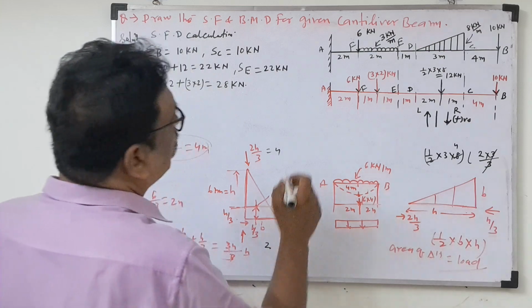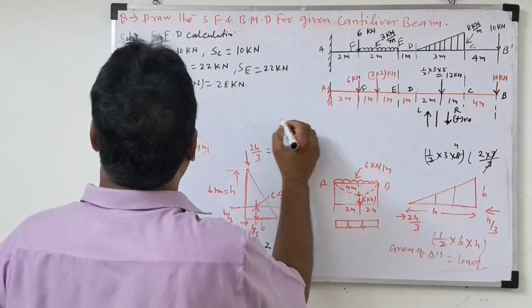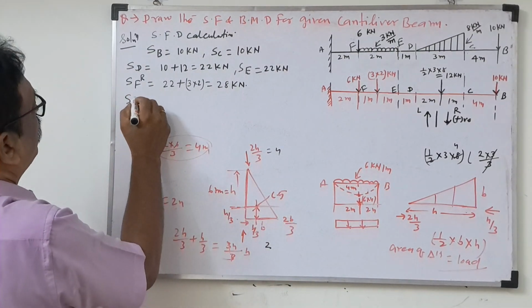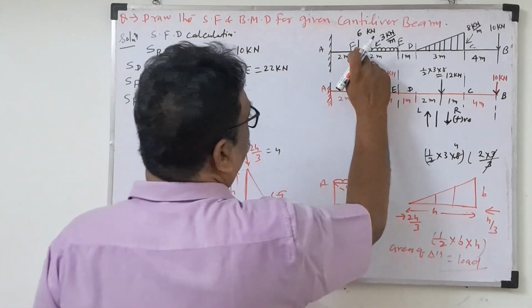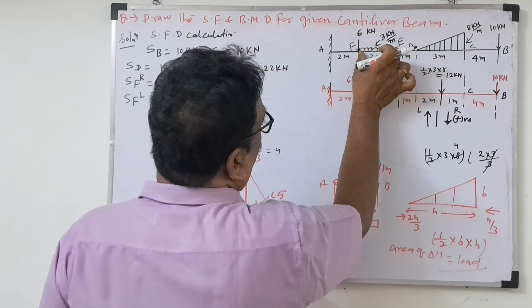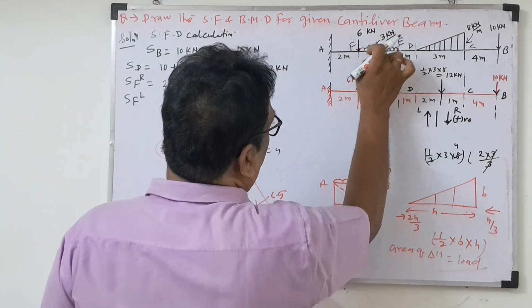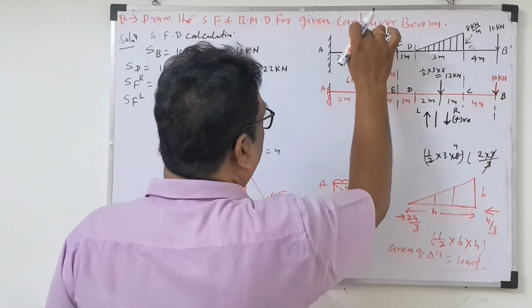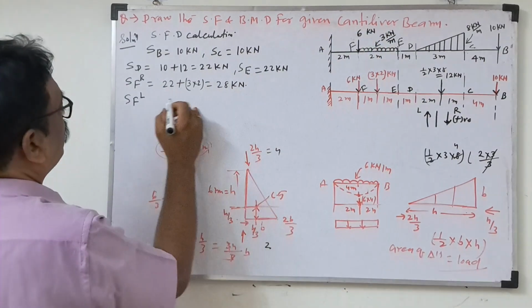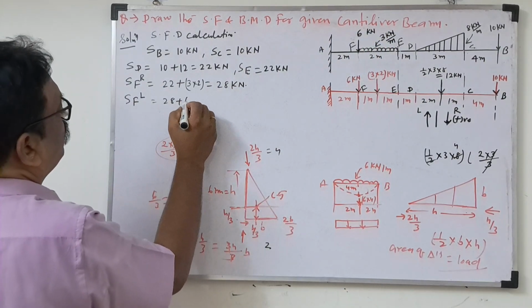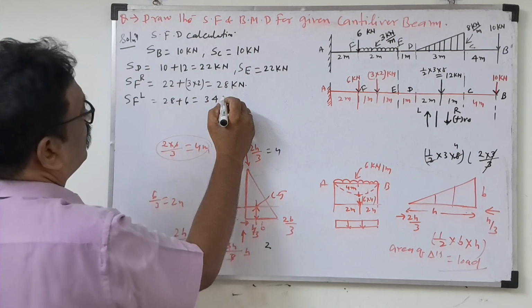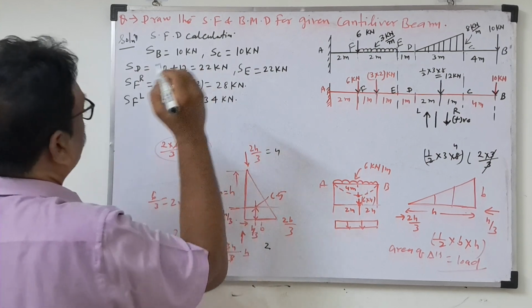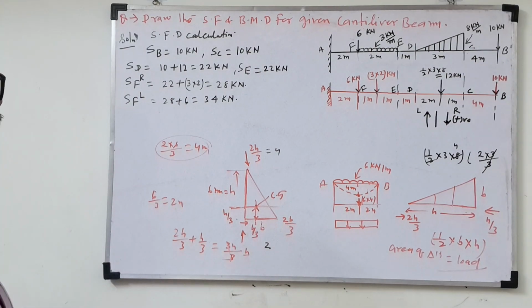Why R and L? Suppose shear force here, you see. Now shear force at L. What is the meaning of R? Just before this point I am calculating the shear force, on the right side. On the left side, that point load also will be considered. So 28 plus 6, so 34. 28, 2 is 30, 4 is 34 kilonewton. 34 kilonewton for S and L.